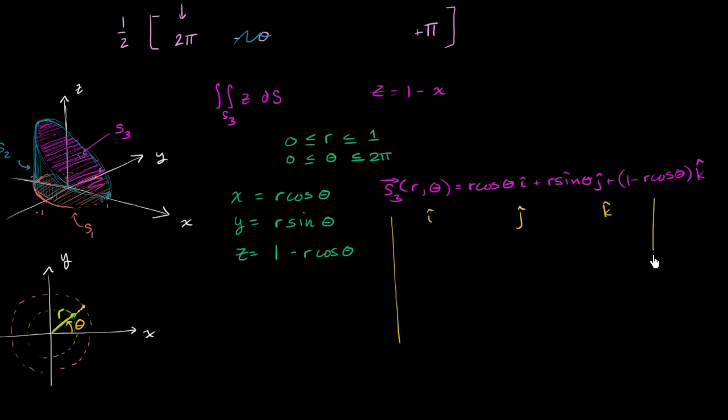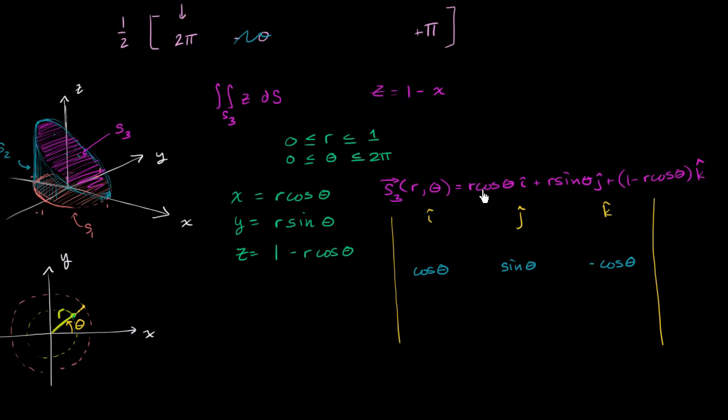Give myself a little bit more space. And so let's take the partial of this with respect to r. I'll do it in blue. The partial of this with respect to r is just cosine theta i. So this is just cosine theta. I said I was going to do it in blue, and that's not blue. So this is going to be cosine theta. The partial of this with respect to r is sine theta. And the partial of this term right over here with respect to r is negative cosine theta.